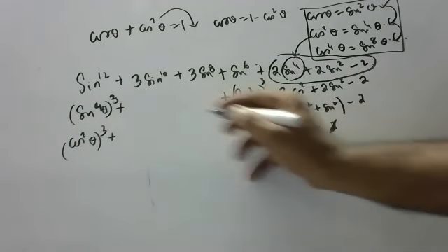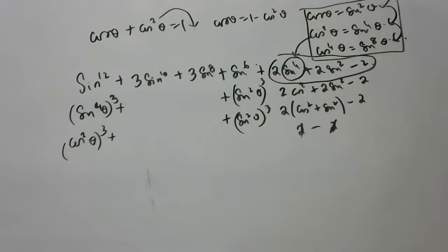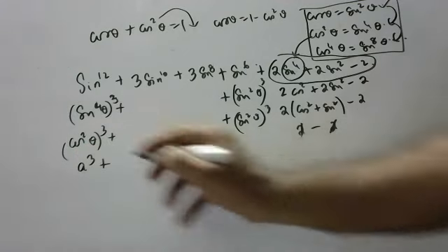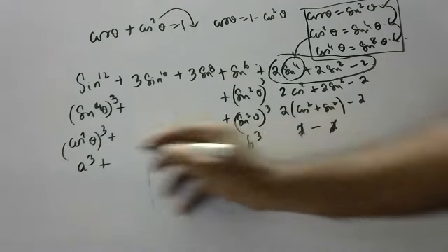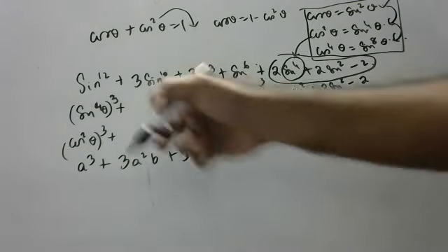Middle one also I will show you, children. And sin square theta whole cube. Okay, children? Now this is in the form of a cube plus b cube plus 3a square b plus 3ab square. What, sir? How are you showing this?